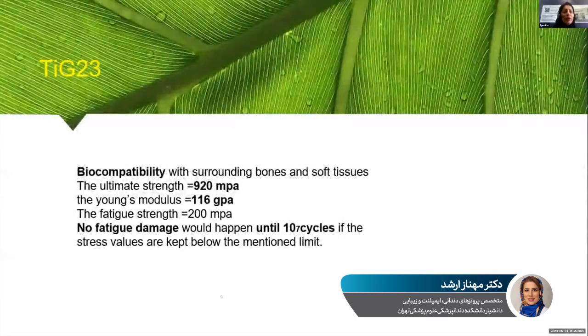Titanium grade 23 is biocompatible, and the ultimate strength is 920 megapascal. That is very good, and the elasticity modulus is near that of bone, and the fatigue strength is very good. So the behavior of the material is special and good for our purpose.